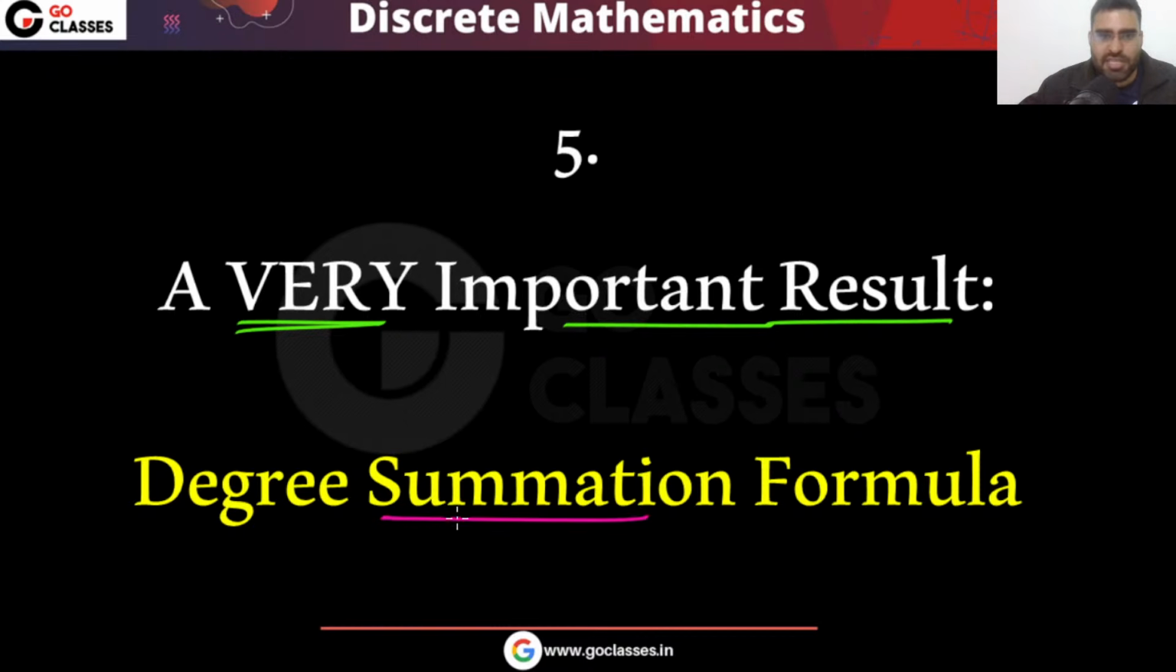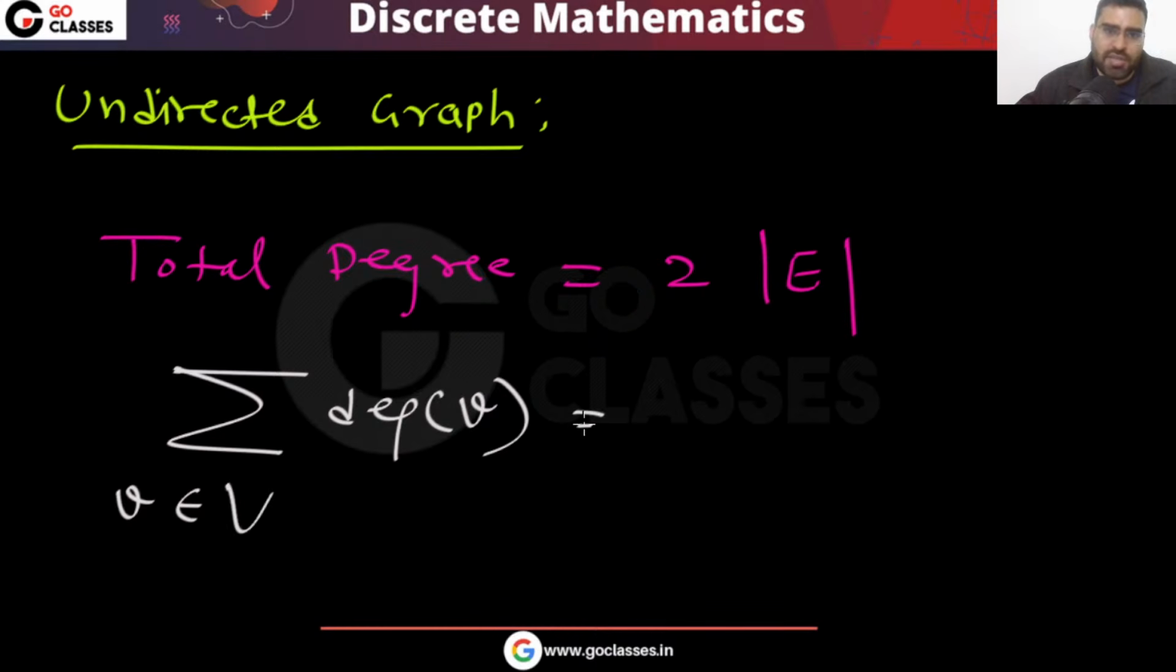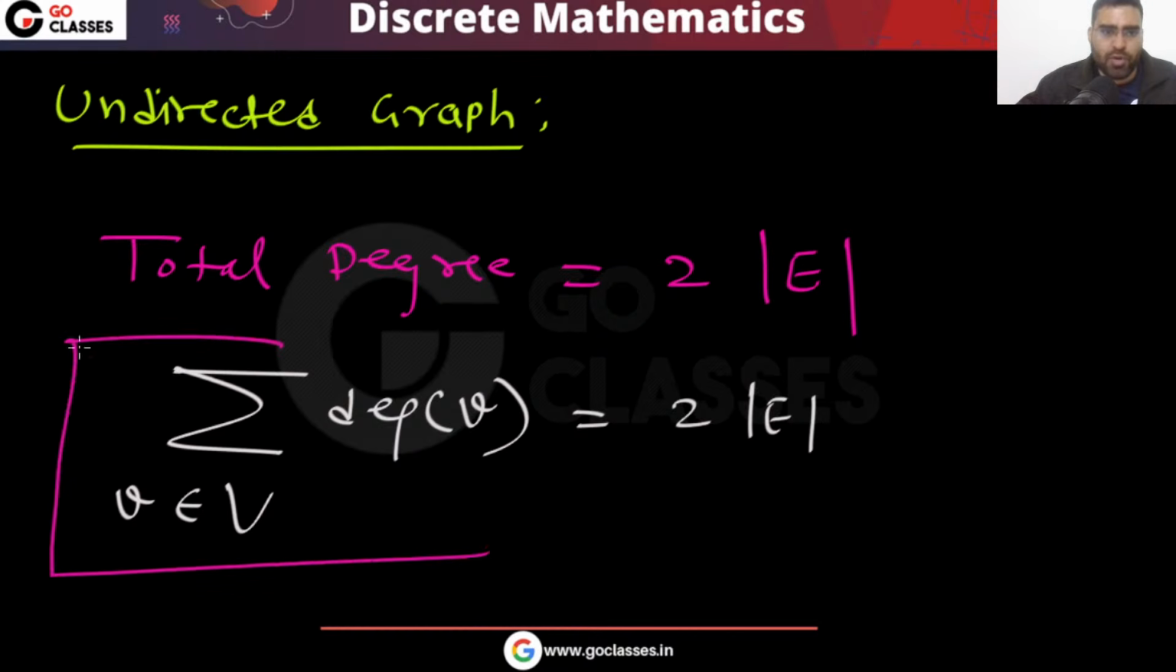So what is the degree summation formula? This says that in any undirected graph, the total degree, or I can say summation of all degrees, will be equal to twice the number of edges. That will always happen. What is the proof of this?